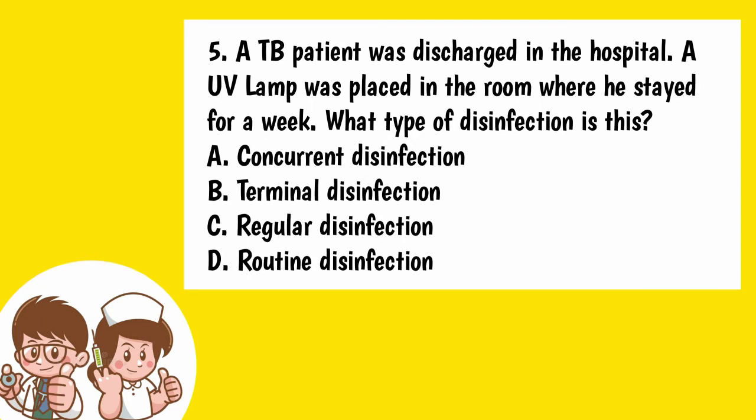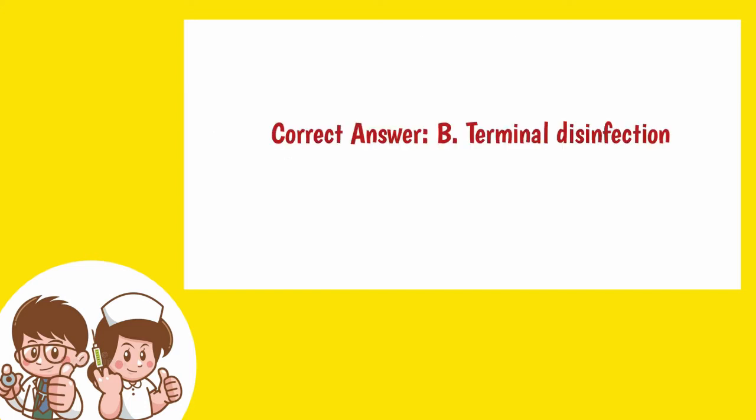5. A TB patient was discharged in the hospital. A UV lamp was placed in the room where he stayed for a week. What type of disinfection is this? A. Concurrent disinfection. B. Terminal disinfection. C. Regular disinfection. D. Routine disinfection. Correct answer: B. Terminal disinfection.